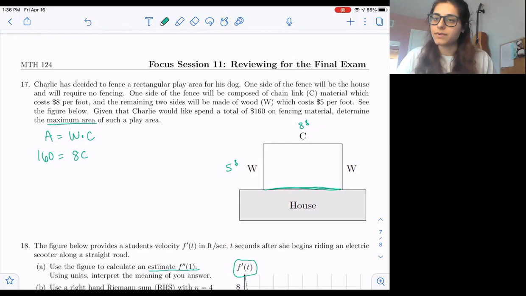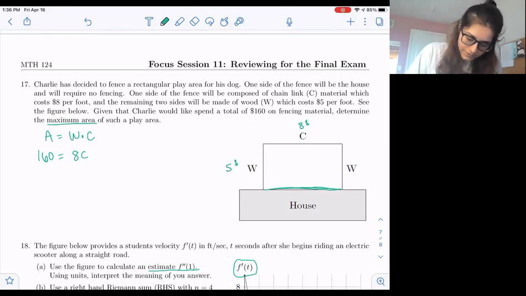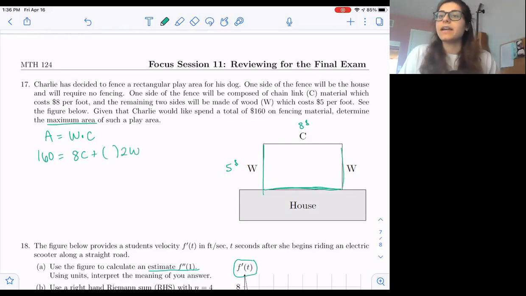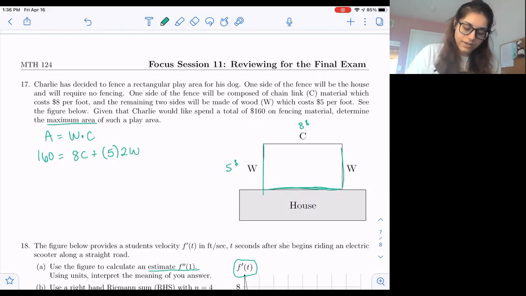We have 2 W's, right? So plus something times 2W, because we have literally 2 sides that are W. And each one is going to cost $5, so I'm going to multiply that by 5. Okay, so it's like 5W times 2, or 2W times 5. You can think of it either way, but basically it's going to be $5 per W, and we have 2 W's. So that is going to give us our total cost. I can simplify that: 160 equals 8C plus 10W.